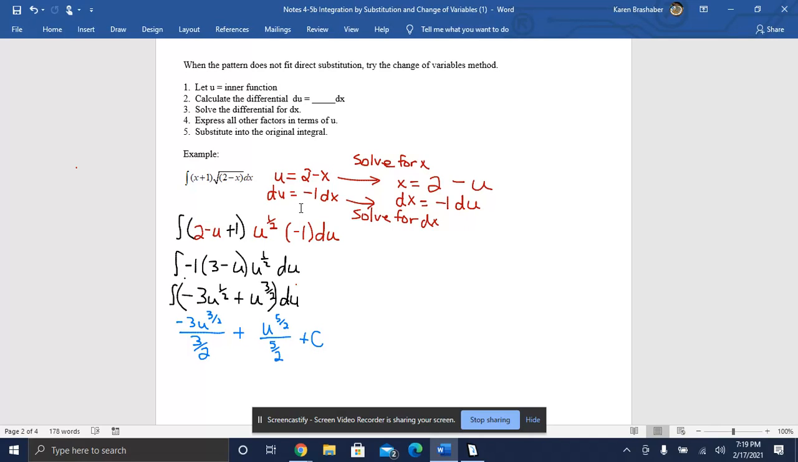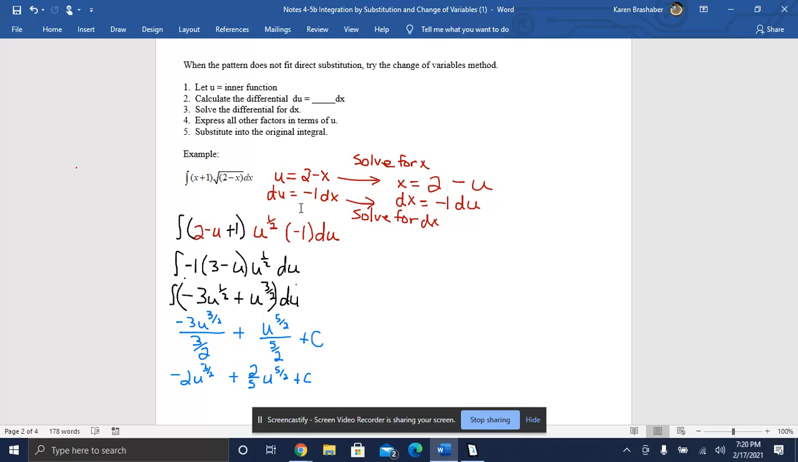So we can simplify multiplying by the reciprocal. So -3, and then the reciprocal of 3/2 would be 2/3. That's going to give us -2u to the 3/2 power. And then we'll multiply by the reciprocal again, leaving us with 2/5 u to the 5/2 power plus c.